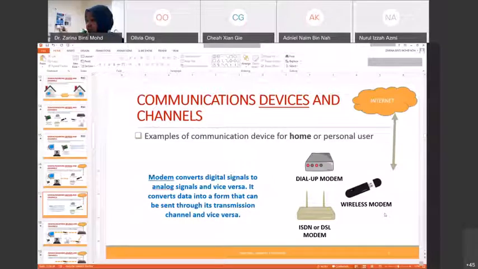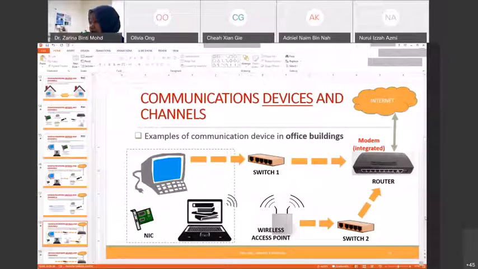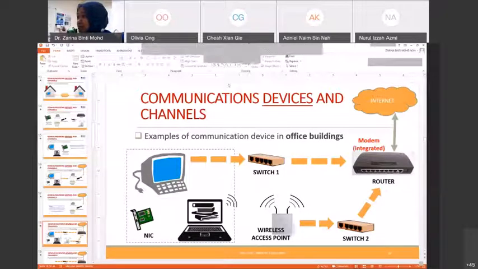So modem is also one of the communication devices. Other communication devices, if we look at an office building, for example, we can have switches, a wireless access point, and a router. And if you read through many references, we can also have a hub, a bridge, and a repeater.